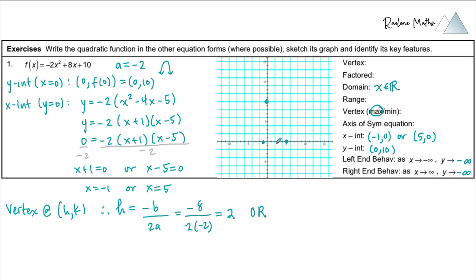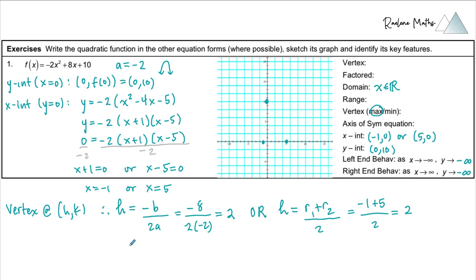Or we also know by symmetry that the axis of symmetry, which is x equal to h, is the midpoint of the two x-intercepts. So I could also work out h as r1 plus r2 divided by 2, where r1 and r2 are the two x-intercept values that we solve for here, negative 1 or 5. So negative 1 plus 5 divided by 2 is 4 divided by 2, which is 2. So either way we do it, we get that h is equal to 2.